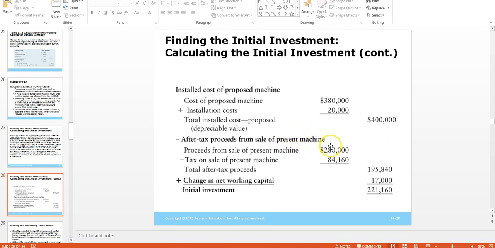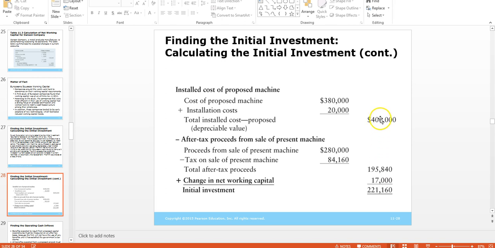So you're going to sell the old machine for $280,000, and here's the tax you're going to pay on the old machine. Notice you're selling this for more than the $240,000, so there's a capital gain involved that you're going to have to pay tax on. So this is your after-tax proceeds from the sale of the old machine after you pay taxes on that. Again, here's your change in net working capital I previously talked about.